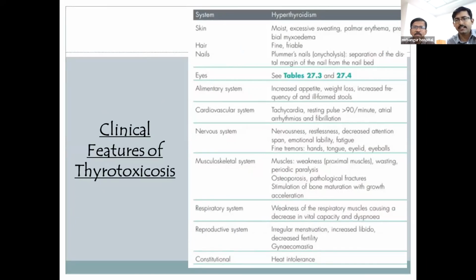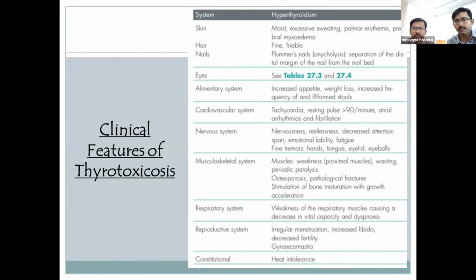In the alimentary canal, there is increased appetite and weight loss. Cardiovascular system, tachycardia, and the resting pulse is high. Atrial extrasystoles and fibrillations are common. In the nervous system, the patient is restless. There is decreased attention span, emotional lability. Fine tremors are an important feature in the hands, tongue, and eyelids.